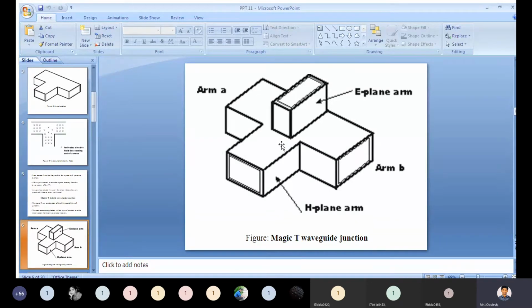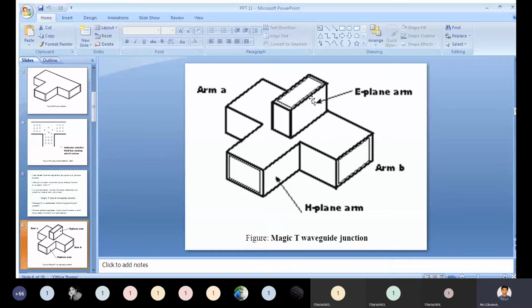Take one example for explanation purposes of this magic T waveguide junction. When a signal is applied into the E plane arm, it will be divided into 2.